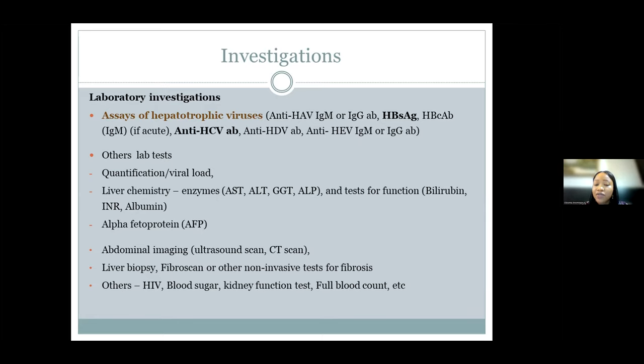Other investigations involve testing for fibrosis and other tests such as HIV, which if present in a patient that has hepatitis B or C, actually affects or alters the choice of treatment in that patient. So other tests that might be important would be the kidney function test for two reasons. The hepatitis B and C viruses, yes, they are hepatitis viruses, but they do also cause complications in the kidneys as well. And then some of the medications used to treat these viral infections can also affect the kidneys.